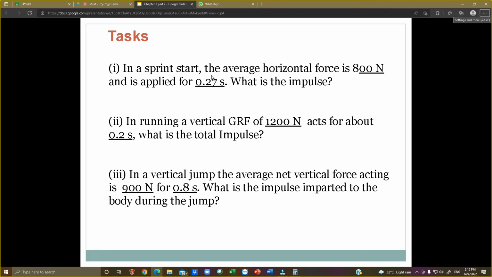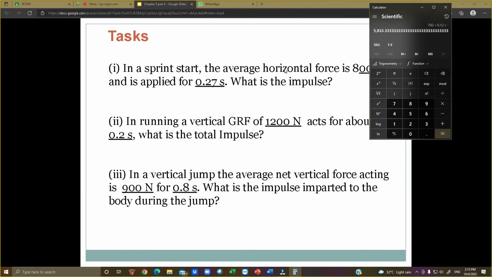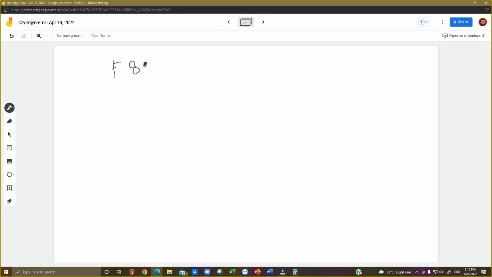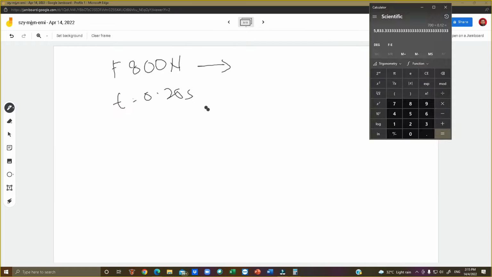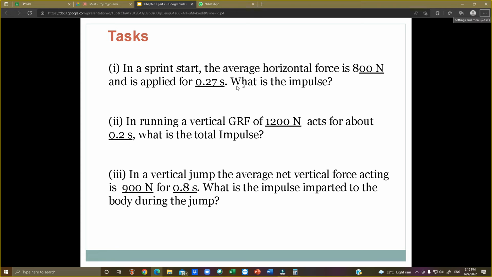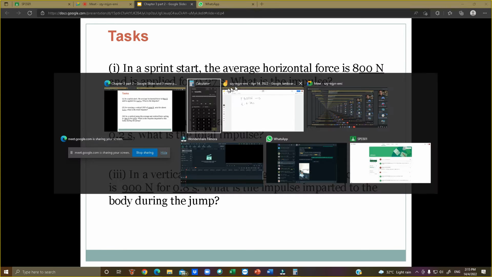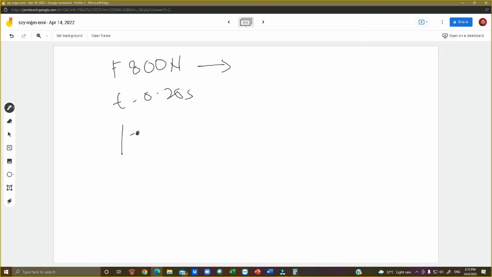Macam ni soalan direct je lah. If the question is something like this, average horizontal force 800 applied. So the question is actually, we have force 800 Newton being applied at 0.25 seconds. So the question is, what is the impulse? Straightforward. Aduh, calculator ni. I equals to FT. Ni soalan direct. 800 kali dengan 0.25.